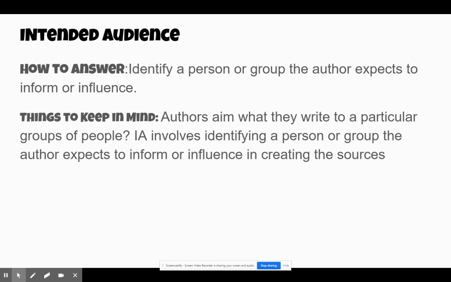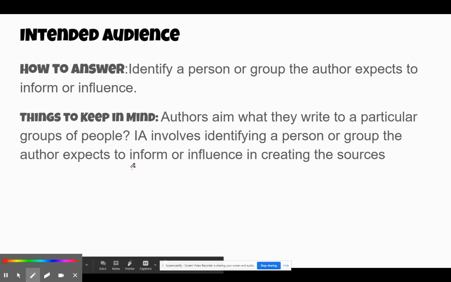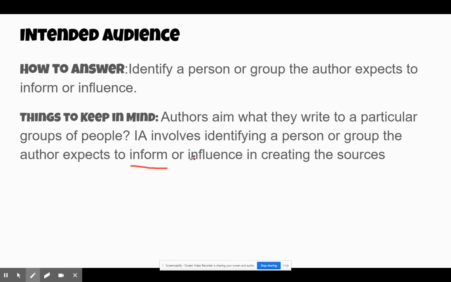When you look at intended audience, you want to see what the author's aim is, what they write to a particular group of people. Intended audience involves identifying a person or a group that the author expects to inform or influence. And that's really the key here. You want to look at inform and influence. Those are going to be very important when you determine intended audience. All right, so let me go ahead and get rid of this here.